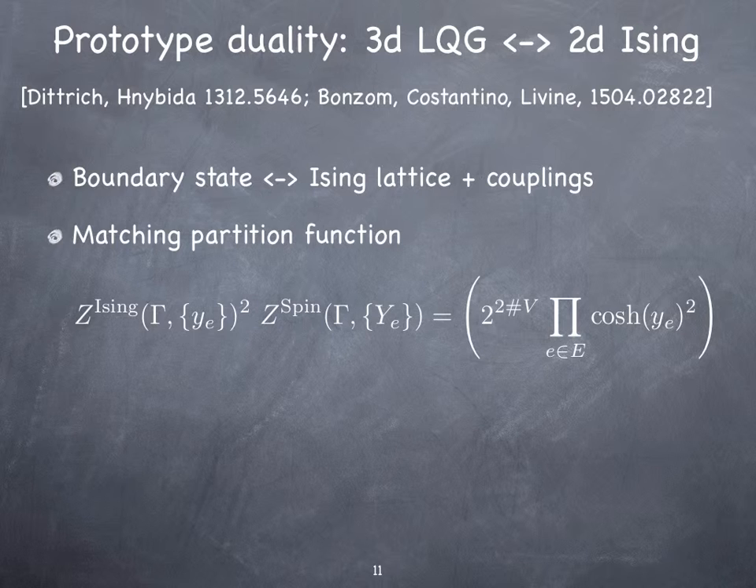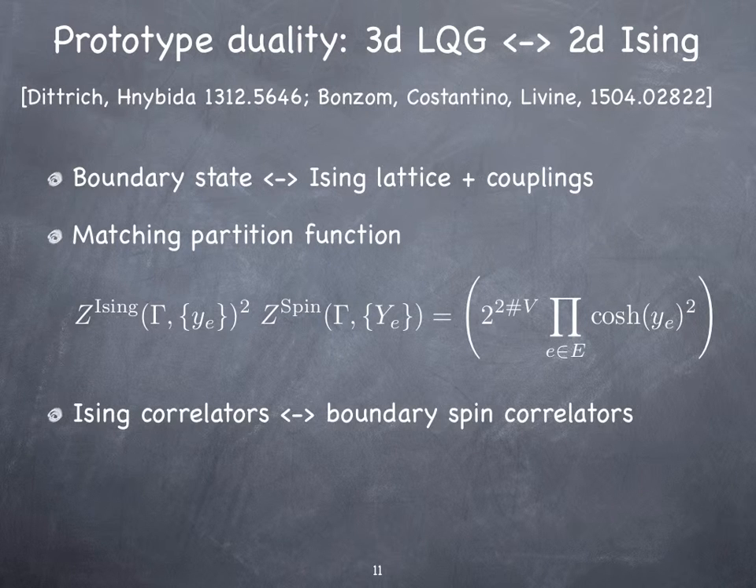And now if you have such a relation here, it's of course immediate to derive some dualities. You can just take certain derivatives of this relation, and then you find that you can compute the Ising correlators in terms of the expectation values of the spins on the boundary in your quantum gravity model. So this is really a correspondence at the discrete level, and there is no continuum limit taken so far.